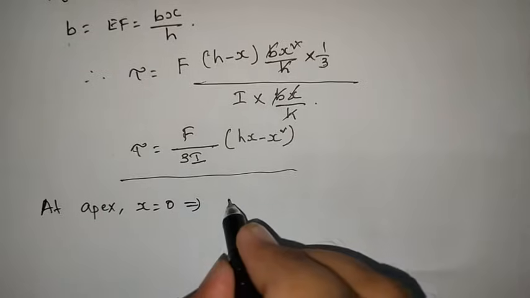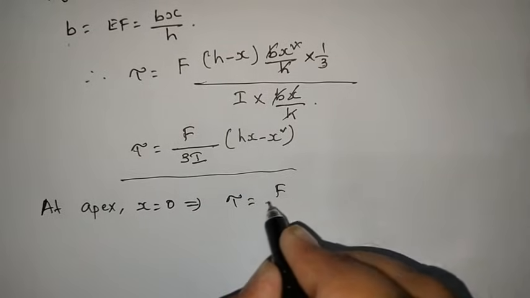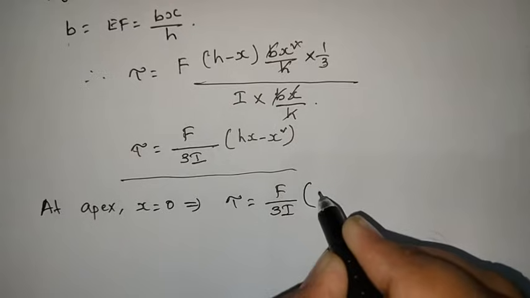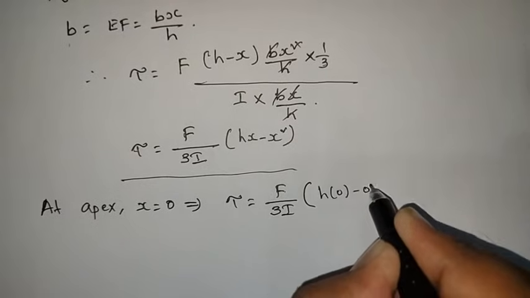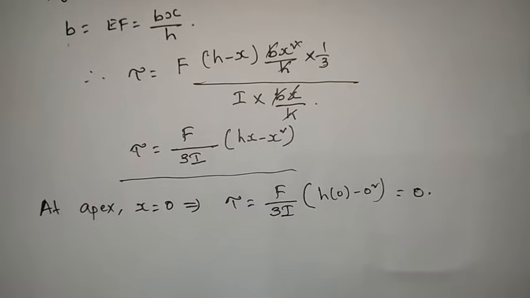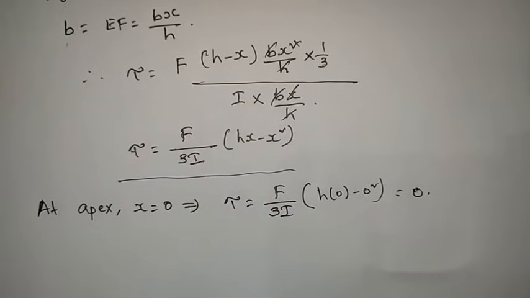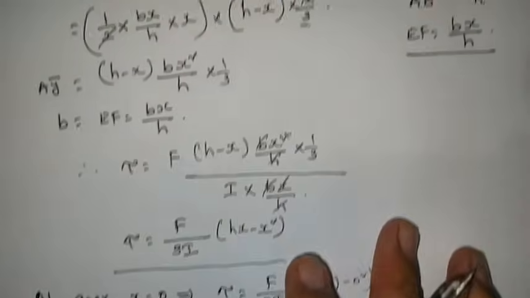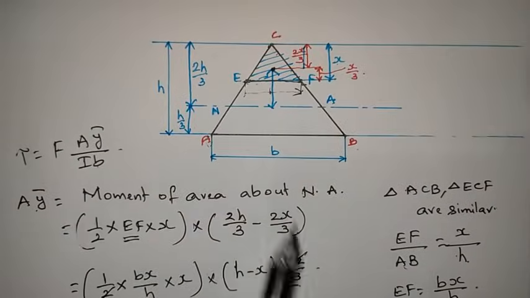Then what is tau? Tau equals F by 3I into h into 0 minus 0 square. So tau is equal to 0. Okay, next let us calculate the shear stress at the neutral axis.